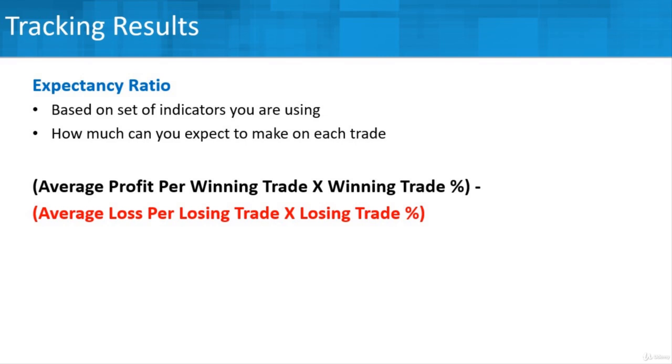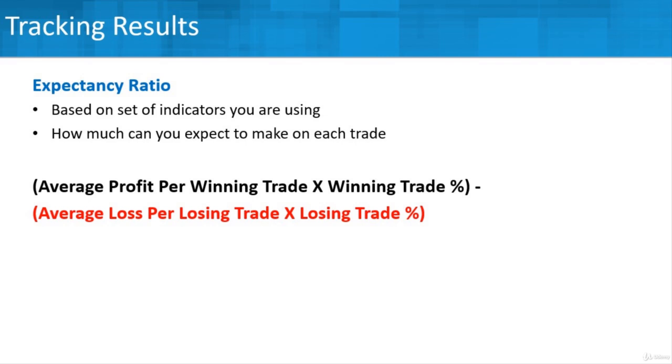And the expectancy ratio is simply looking at your average profit, how much you make per winning trade, times your winning trade percentage. How much percent of the time are you winning or profitable? And then you subtract out of that the average loss per losing trade, where your stop loss orders can help minimize that, times your losing trade percentage. So a pretty simple calculation.